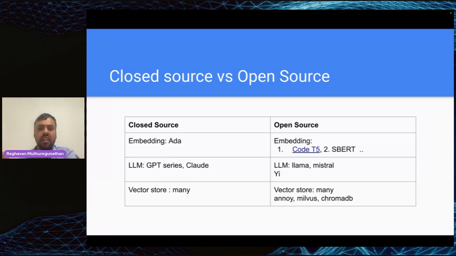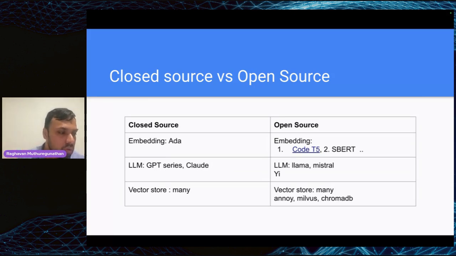You can try SentenceBERT, CodeT5. Yeah, I think CodeT5 from Salesforce is open source. And then Llama models, or Mixtral, or Yi from 01.ai. And there are so many vector stores. I used one for the purpose of this demonstration.